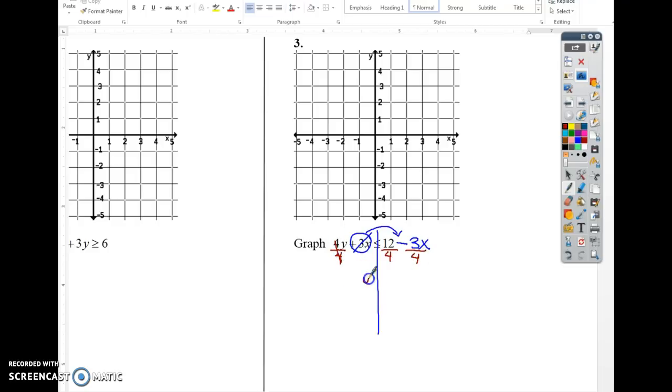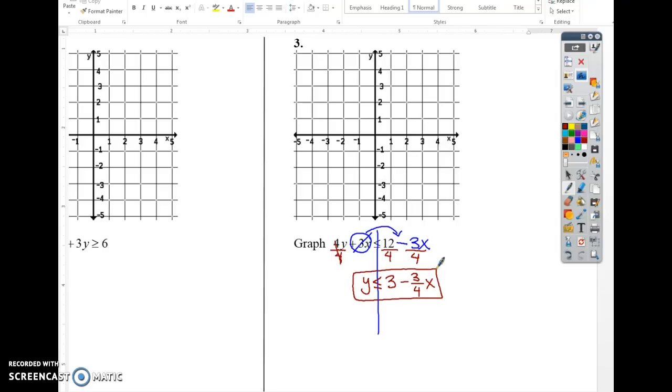So we have y less than or equal to, I did not have to flip the sign because I divided by a positive number. 12 divided by 4 is 3, and negative 3 divided by 4 in the calculator, math enter, gives you negative 3/4. And don't forget your x.